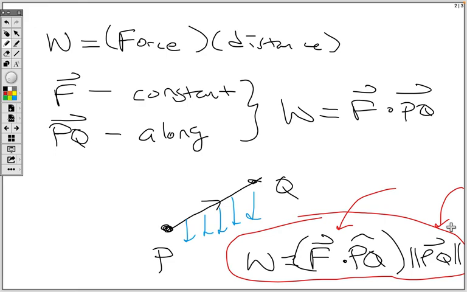This goes back to dot product, which I think was like the end of the first week of class. So we're going back like 11 weeks on this.